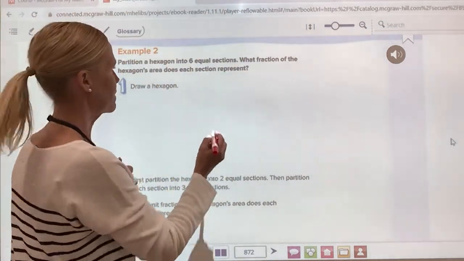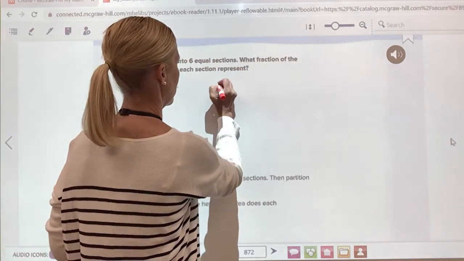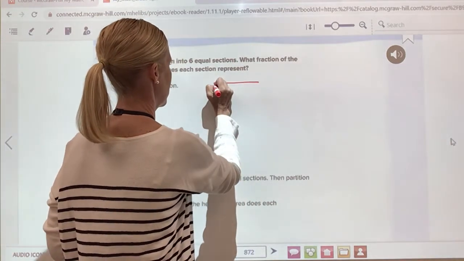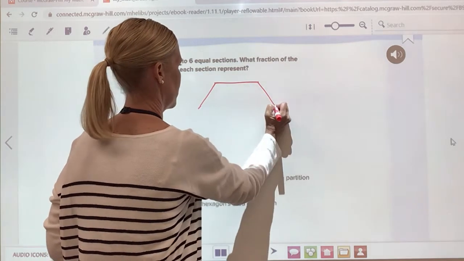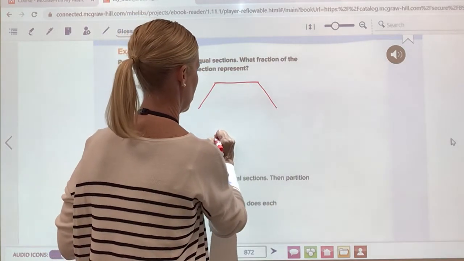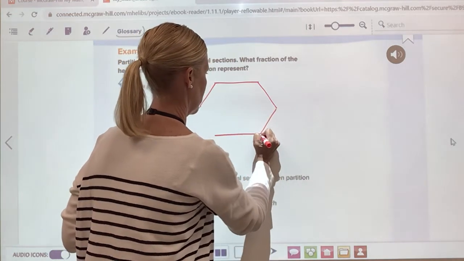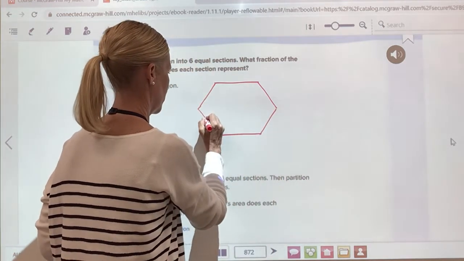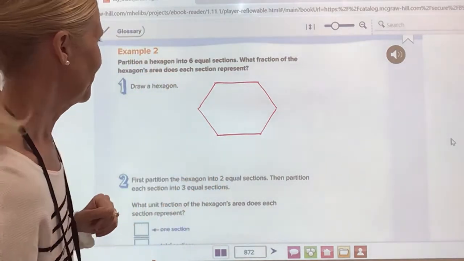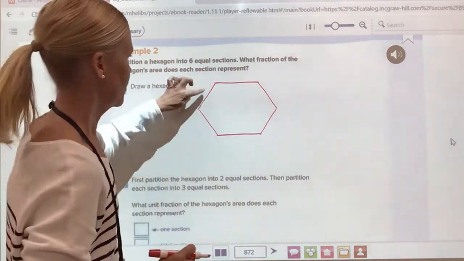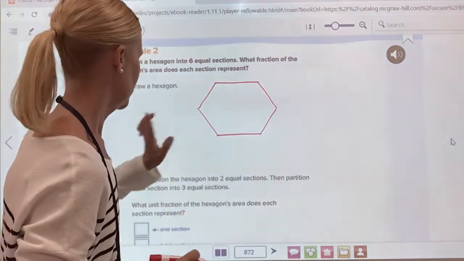So let me try my best, okay? So let's see. Let's do a hexagon. We know it has 6 sides. Let's see. All right. Well, that's not pretty, but it's the best I can do. So here's our hexagon, 6 sides. Let's check. 1, 2, 3, 4, 5, 6.